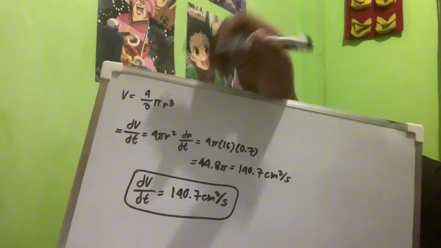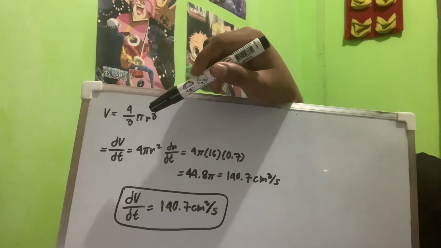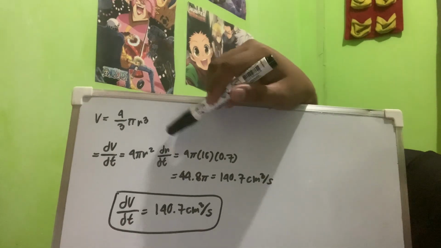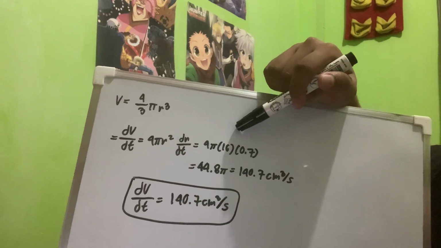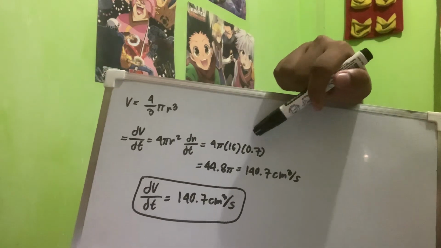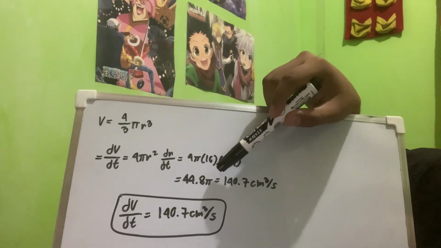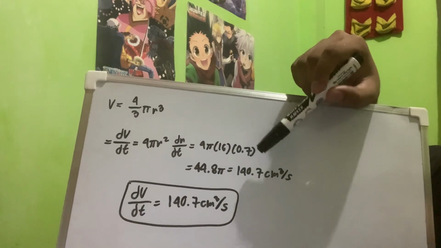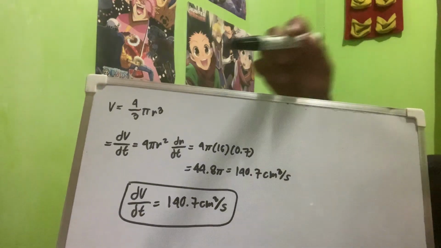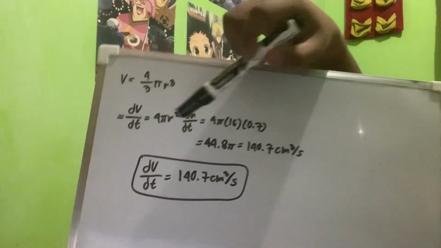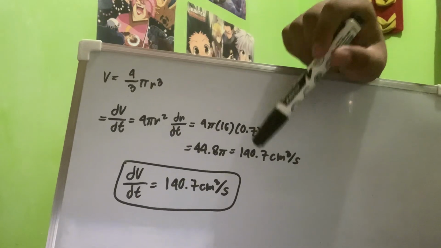So we differentiate it: dV over dt equals 4 pi r squared times dr over dt, which equals 4 pi times 16 times 0.7, so 44.8 pi, which equals 140.7 cubic cm per second. So the answer of problem number 10 is dV over dt equals 140.7 cubic cm per second.